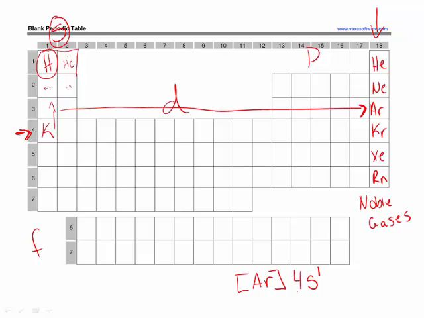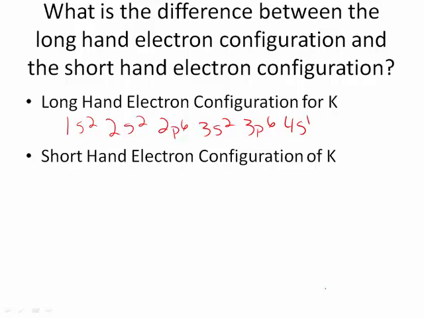So I write 4s1. Going back to what we were previously looking at, if my shorthand electron configuration looks like this, then what is the difference between the longhand electron configuration and the shorthand electron configuration? The longhand electron configuration that you've been writing shows every single one of the electrons.